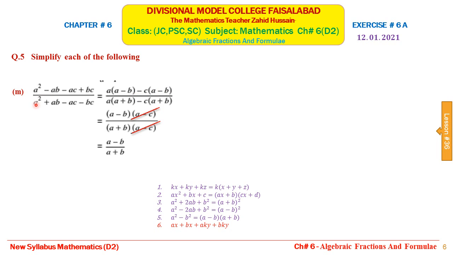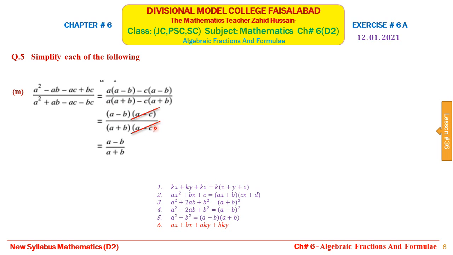In the denominator, from first two terms, we have a common and we are left with a plus b. And from the last 2 terms, again there is a negative, minus c common. We are left with a plus b. So in the numerator, a minus b is common. We will write a minus b and a from here, and minus c from the second term will be written in the second bracket. Similarly, a plus b is common and we will write a minus c in the denominator.